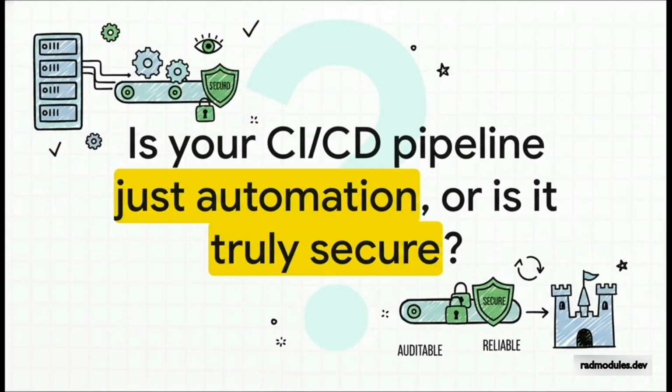So I want to leave you with this final question. And this isn't just for the exam, this is for your real-world work. The goal of modern DevOps isn't just to automate stuff. It's about building systems that are fundamentally secure, reliable, and auditable from end to end. Nail that, and you won't just pass the exam, you'll be a fantastic DevOps engineer.